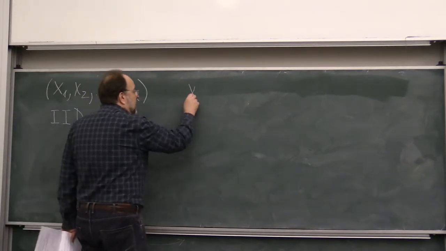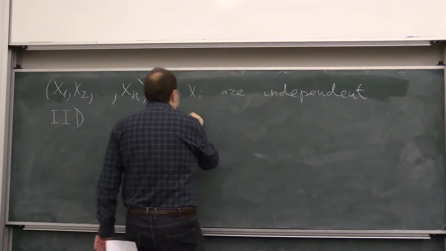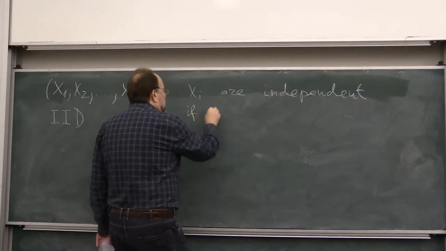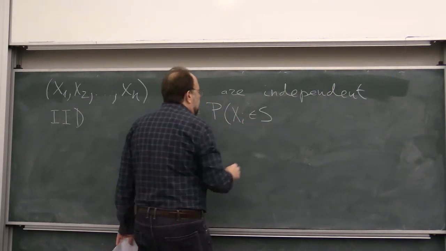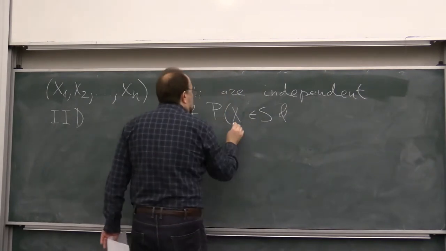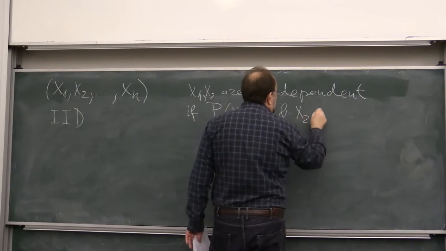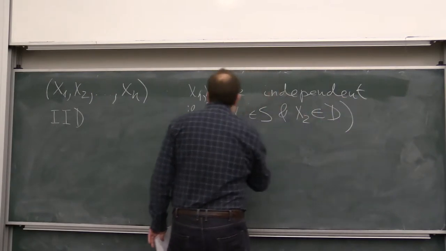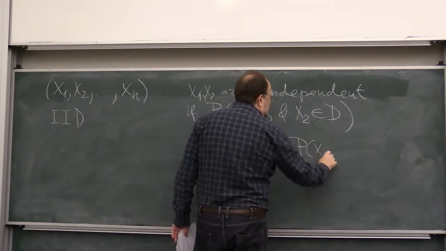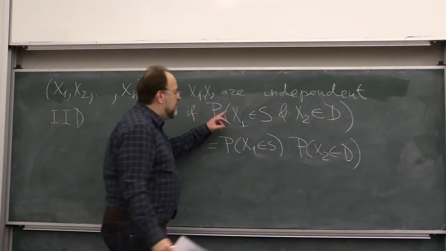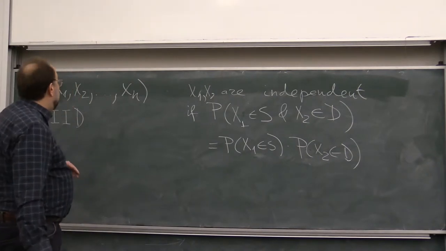So random variables xi are independent if the probability that, say, x1 belongs to S and x2 belongs to some other set D is equal simply to the product of probabilities: the probability that x1 belongs to S times the probability that x2 belongs to D. So taking them jointly is the same as taking them separately and multiplying the probabilities.